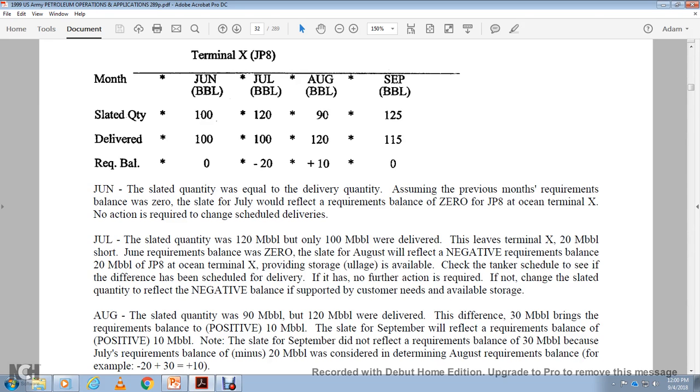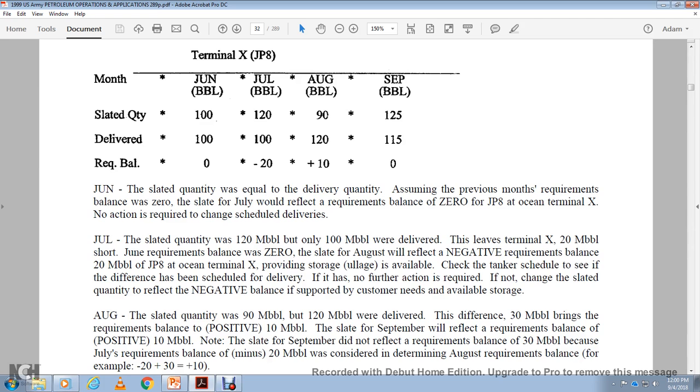July, slated quantity of 1,200 million barrels, but only 100 million barrels will deliver to leave the terminal X, 20 million barrels short of the requirements of the year. The slate of August will reflect the negative requirements balance of 20 million barrels of JPA at the Ocean Terminal X. Provided the storage ullage is available, check the tanker schedule to see if the difference has been scheduled for delivery, and have no further action required.